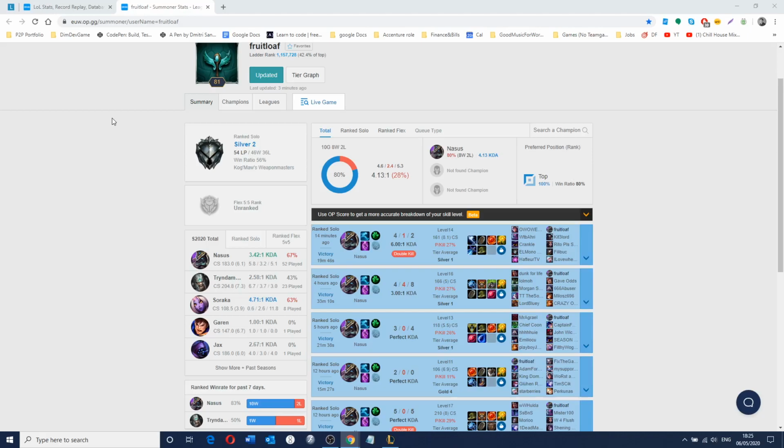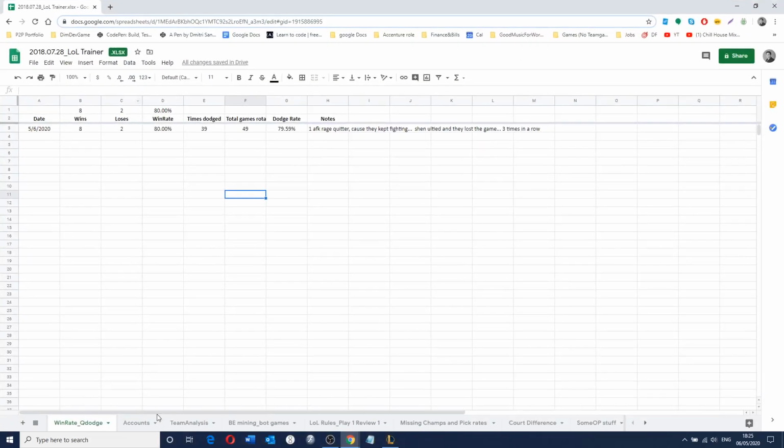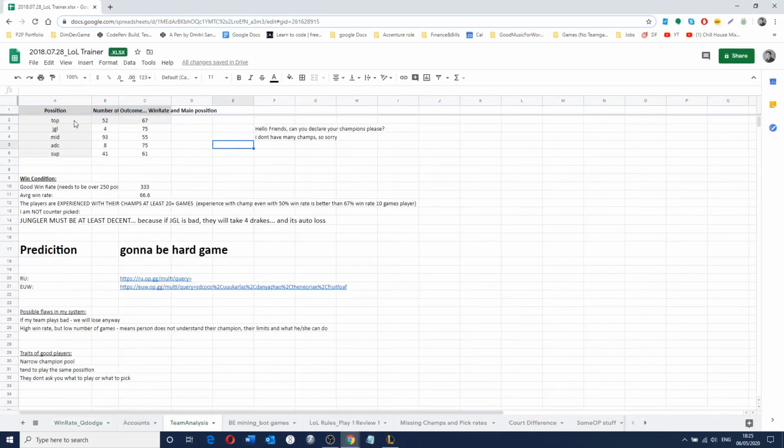Okay, so the formula is very simple, right? I'll show you the formula. You need to create a team analysis, and you need to look at their OPGG. So the most important thing, the jungle role has to be decent. He has to be decent. He must not be bad.